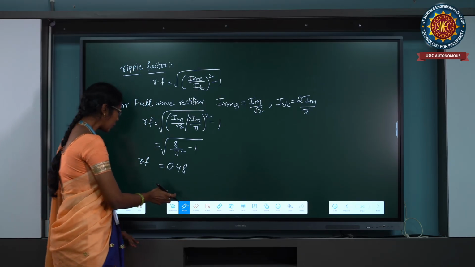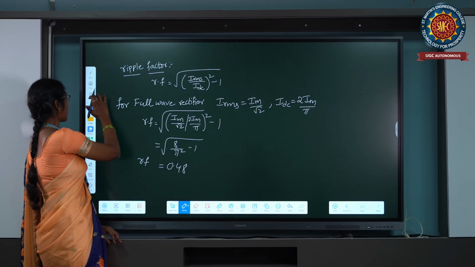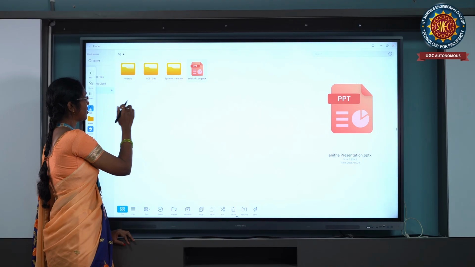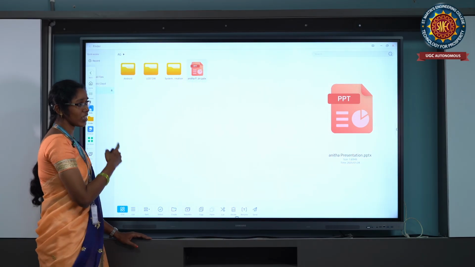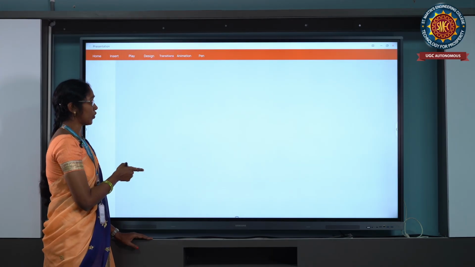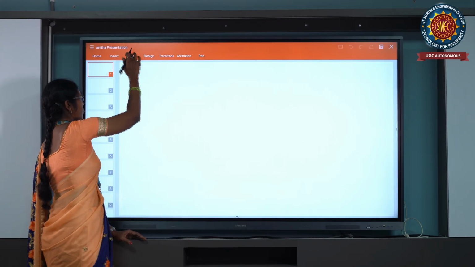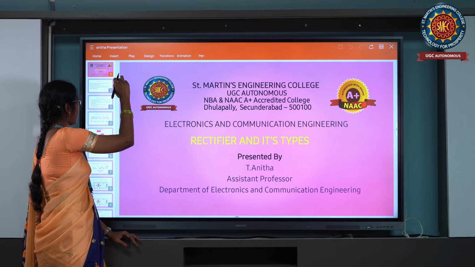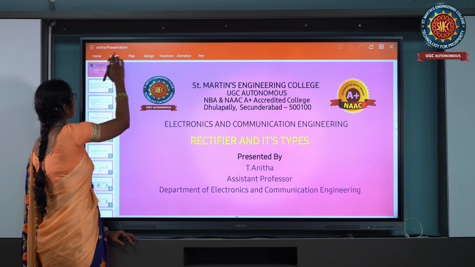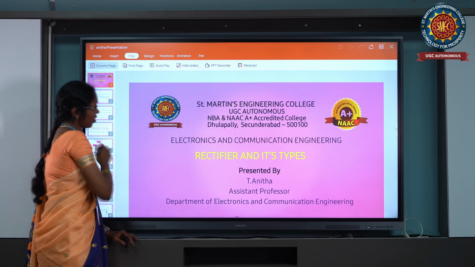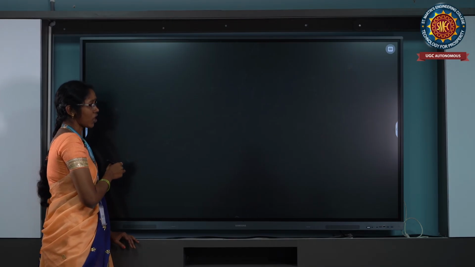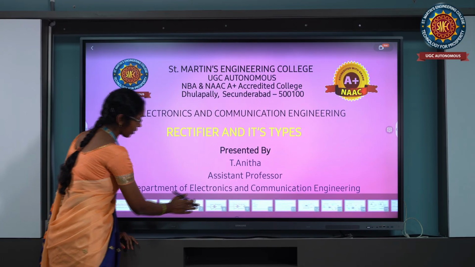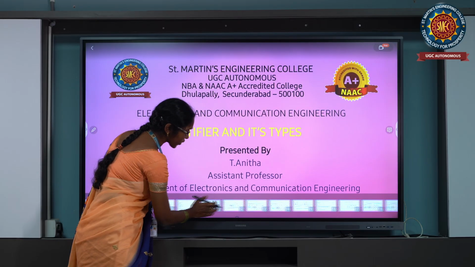So coming to disadvantages of a center tapped full wave rectifier. We are using a center tapped transformer here. Due to that, we are facing some issue to find out the center tapped location on secondary winding. This is one of the drawbacks of the center tapped transformer.